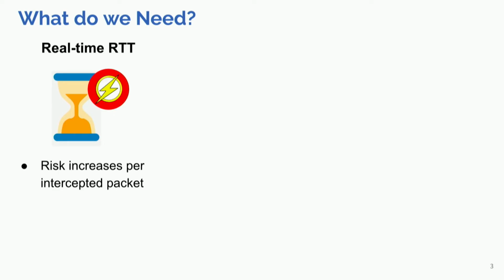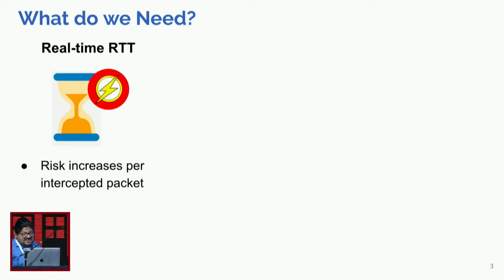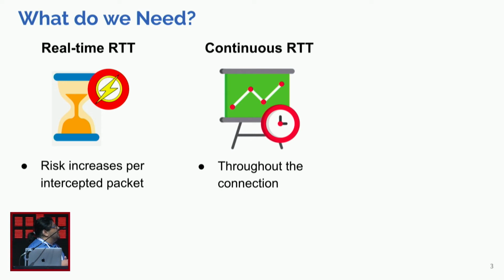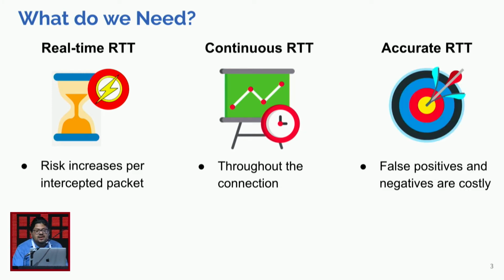So what do we really need to perform this kind of detection? First, we need to compute RTTs in real time, because the more you wait until you detect something, the more the attacker intercepts useful, sensitive packets. We want to monitor RTTs continuously throughout the lifetime of the connection, and not just at the beginning during handshake or periodically. And we want to measure RTTs accurately, because false positives can raise false alarms, and worse yet, false negatives can lead us to miss these attacks.